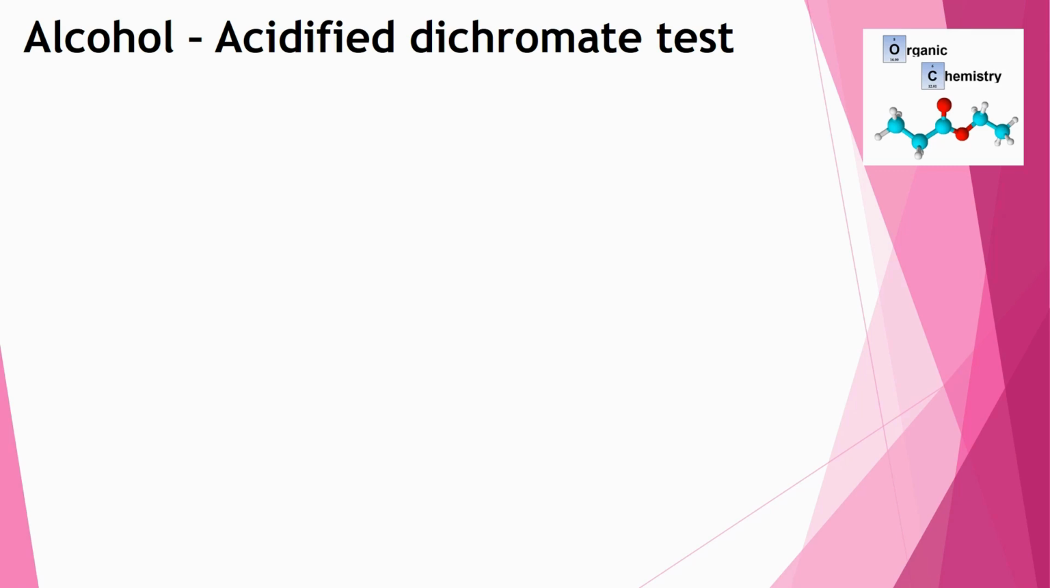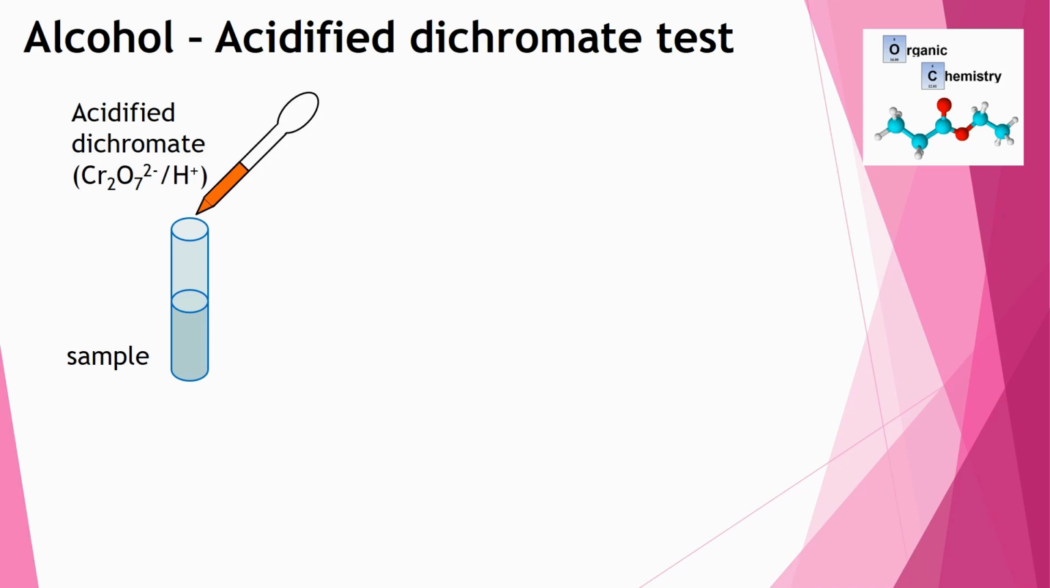Okay, let's look at some tests we use to distinguish primary, secondary and tertiary alcohols and aldehydes and ketones from each other. So the first test we can use, one you might be familiar with, is adding acidified dichromate to a sample. So we take a sample, we add some dichromate solution that's been acidified. Now you can either do that by adding acid to the dichromate, or adding the dichromate solution and then adding a wee bit of acid afterwards.